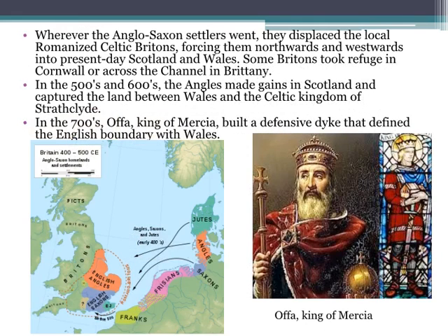Wherever the Anglo-Saxon settlers went, they displaced the local Romanized Celtic Britons, forcing them northwards and westwards into present-day Scotland and Wales. Some Britons took refuge in Cornwall or across the Channel in Brittany. In the 500s and 600s, the Angles made gains in Scotland and captured the land between Wales and the Celtic kingdom of Strathclyde. In the 700s, Offa, king of Mercia, built a defensive dike that defined the English boundary with Wales.